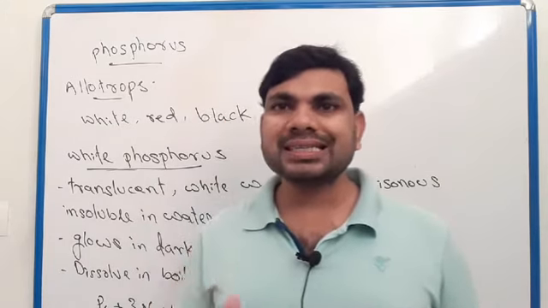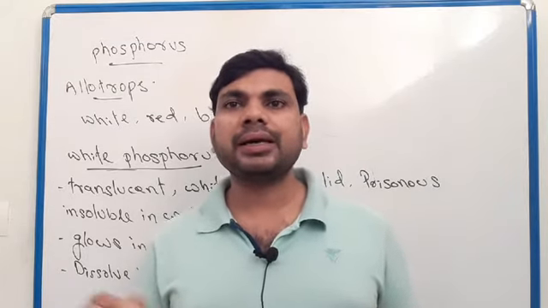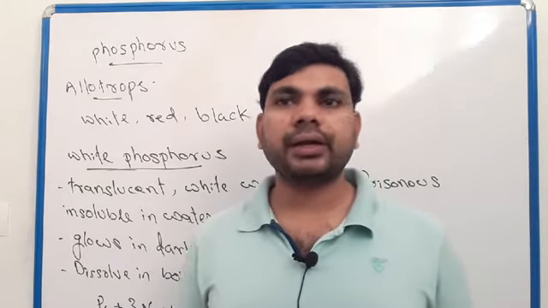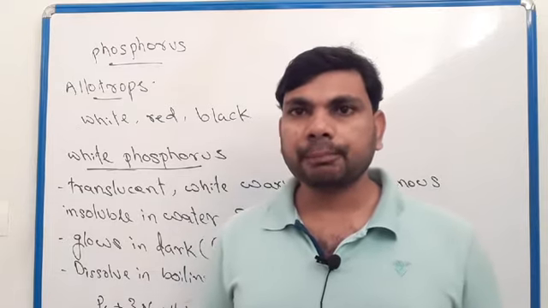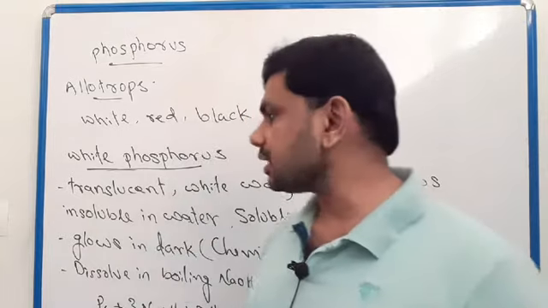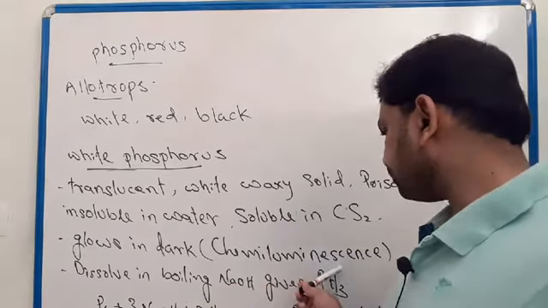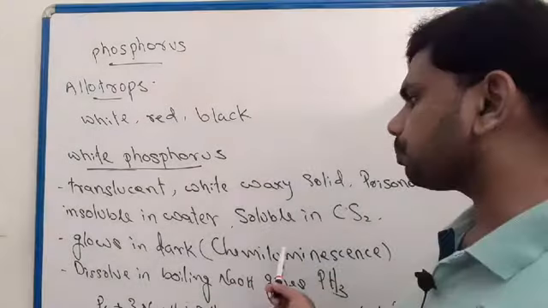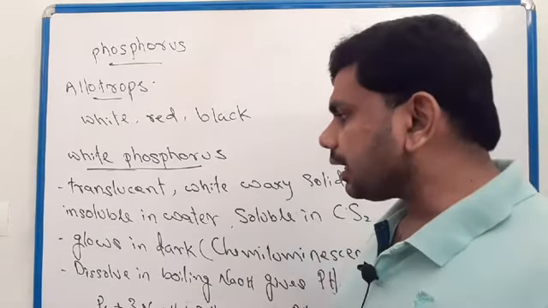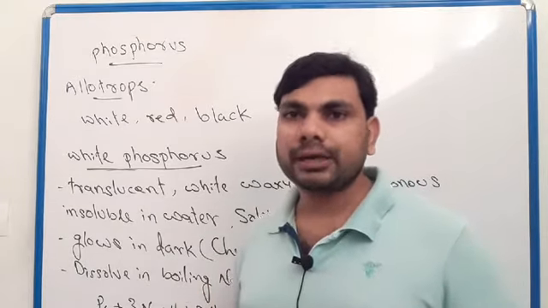White phosphorus is insoluble in water, but it will dissolve in organic solvents such as carbon disulfide, CS2. White phosphorus will glow in the dark. This property is called chemiluminescence. Clear?